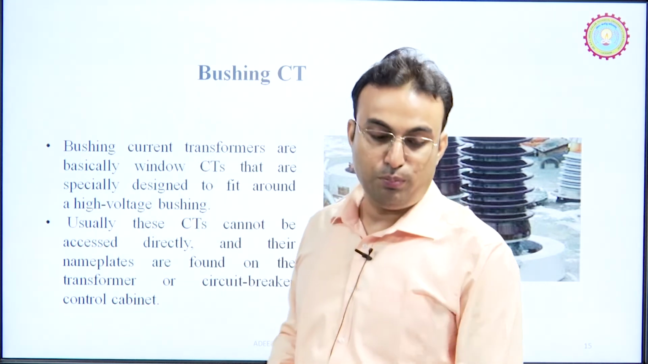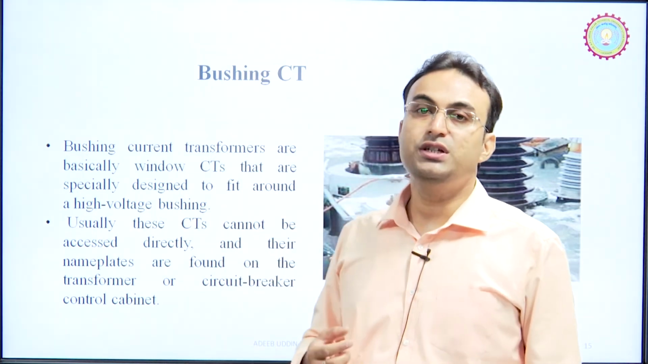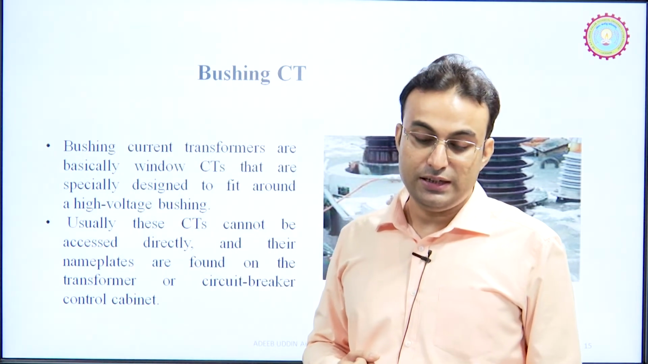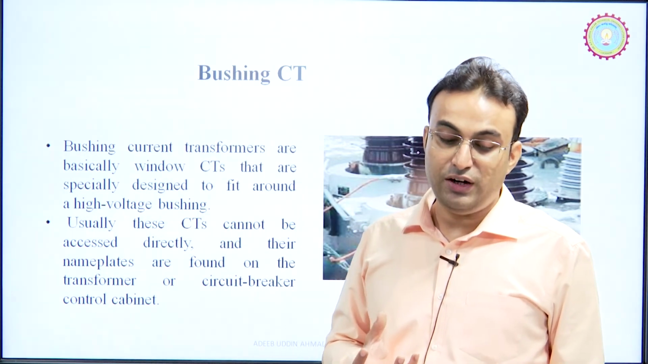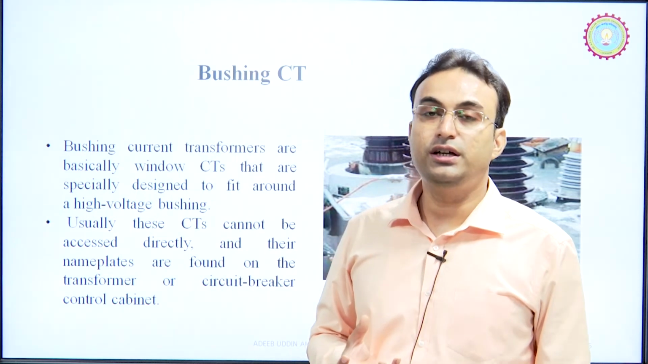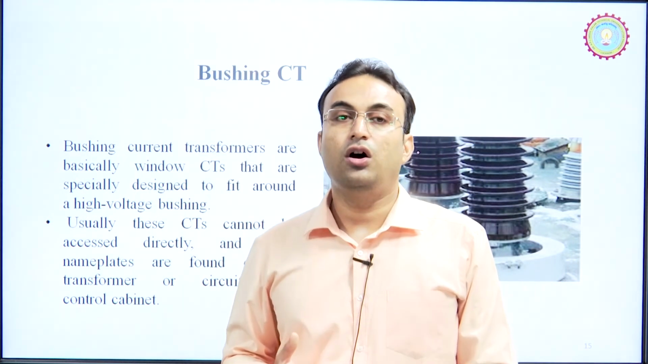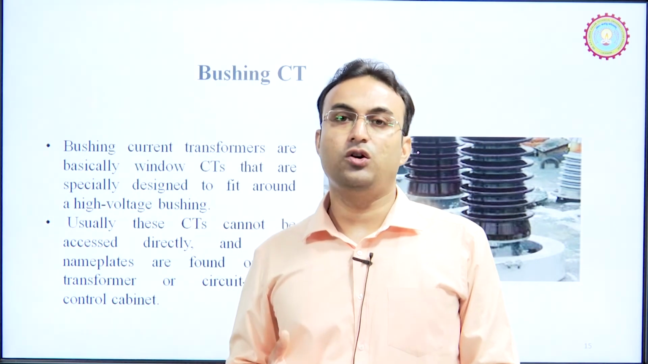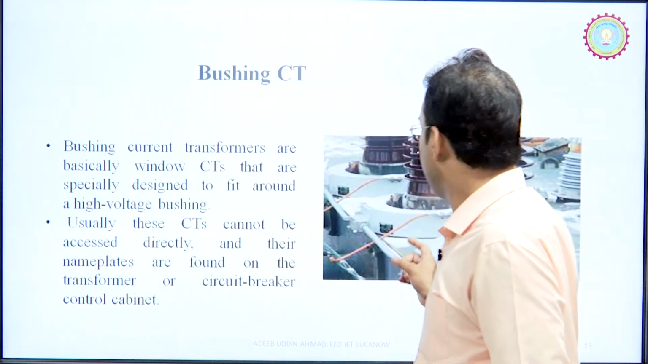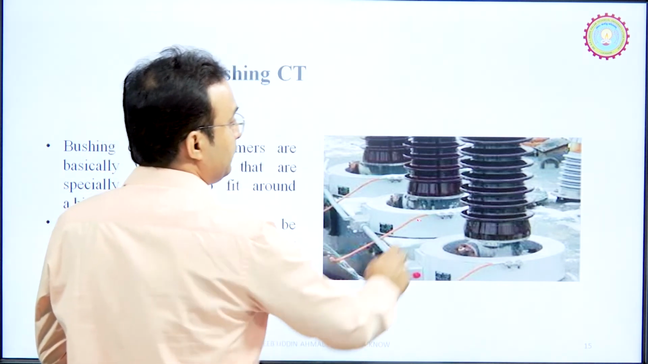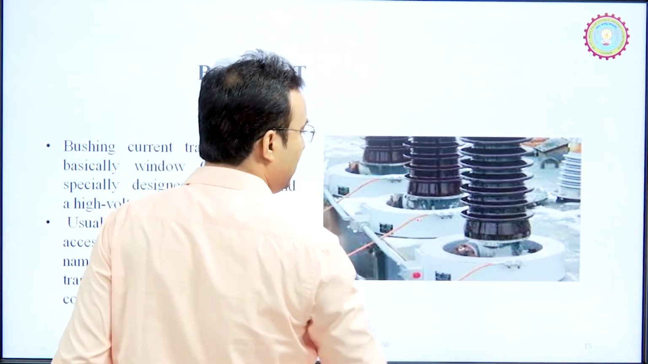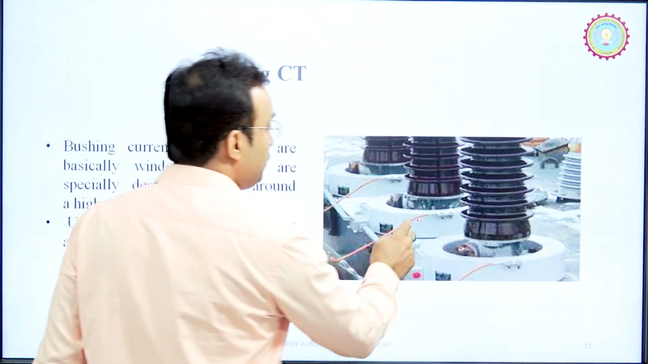Again, the last is the bushing CT. So, what is a bushing CT? A bushing CT is a CT that is used, or you can say this is a window type of CT. This is the CT that is used to find out the current of the transformer. In a transformer we can easily understand this is such a bushing CT. So, these are the terminals of the transformer, the high voltage terminals. So, a bushing CT is there.